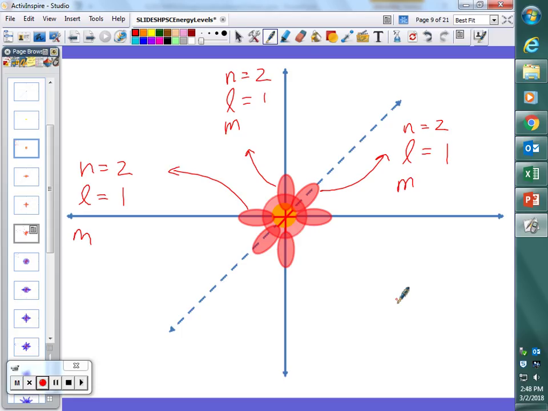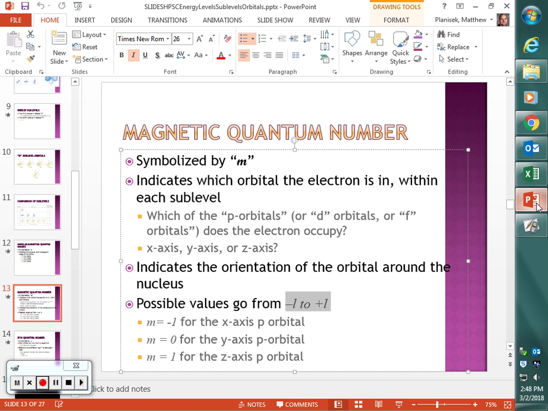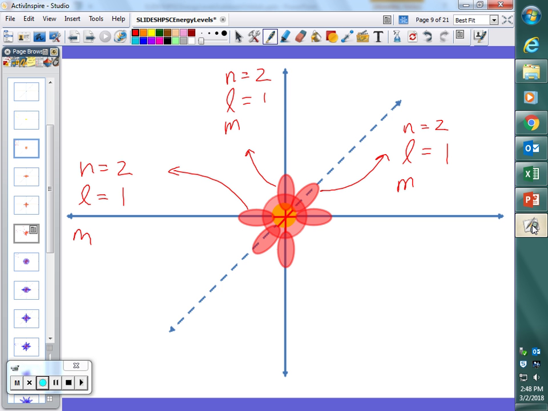How many options is that? 3. How many p orbitals are there? 3. Coincidence? No. So if you go back to your outline, it says M is equal to negative 1 for the x-axis p orbital, M is equal to 0 for the y-axis p orbital, and M is equal to 1 for the z-axis p orbital. So if we go back to this picture, which axis is this p orbital on? Usually that's the x-axis, but if you want to call it y, that's cool.